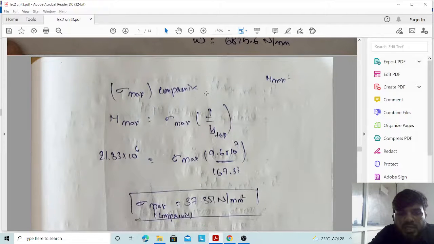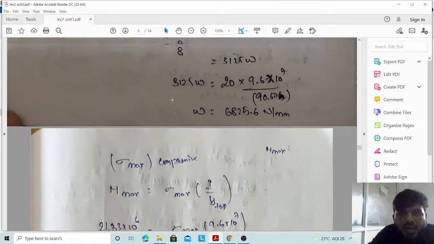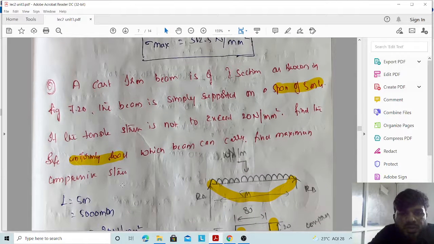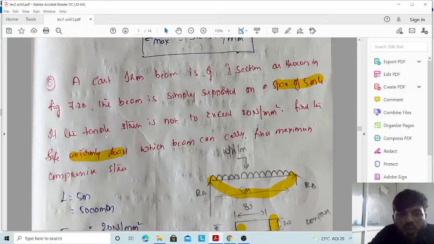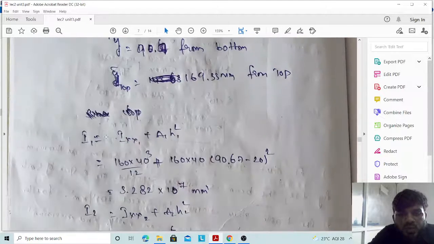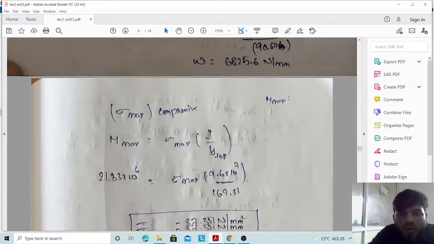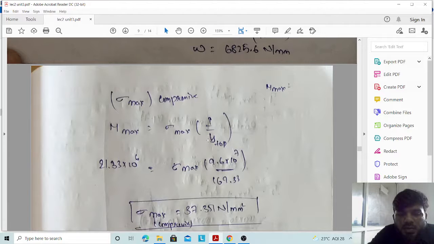Once you identify this W, you are going back for sigma compressive maximum, because in the question they have clearly asked you both the values. So find the maximum compressive stress, they have asked. Next they have asked to find the safe uniformly distributed load, both they have asked. For the uniform load you can use either top or bottom, anything you can use, to calculate the value. Now for the compressive, instead of y bottom you use y top, all other procedure is the same. So you will just calculate.